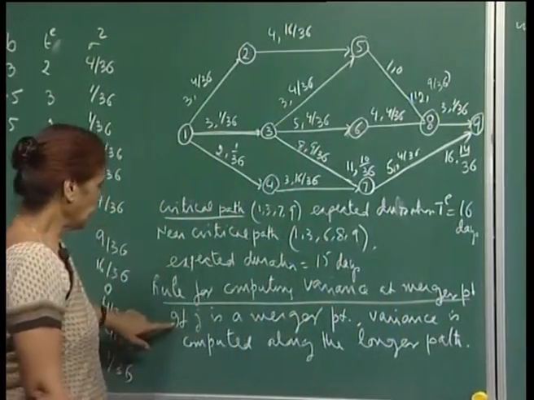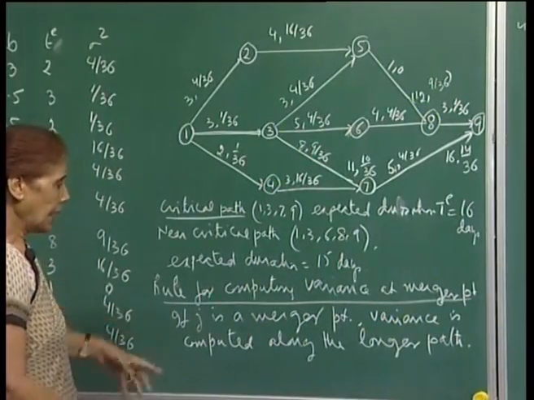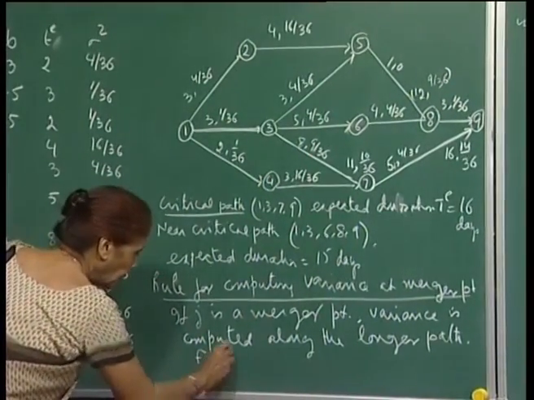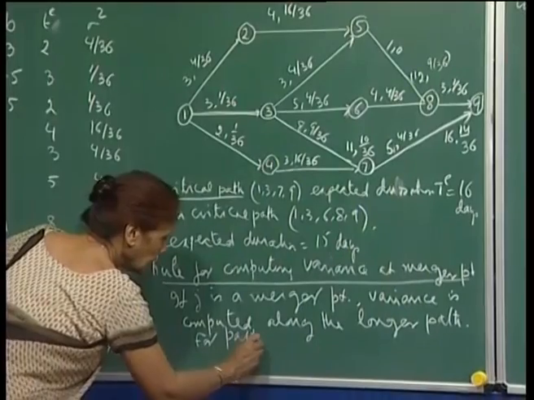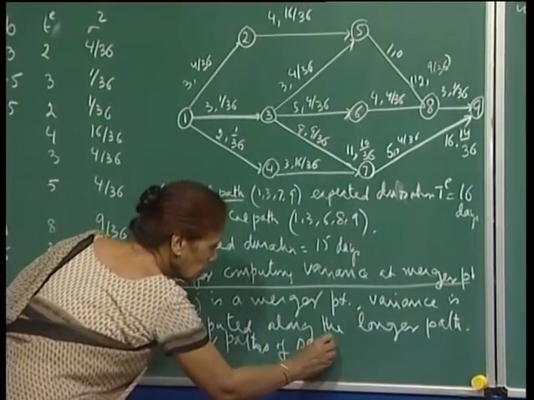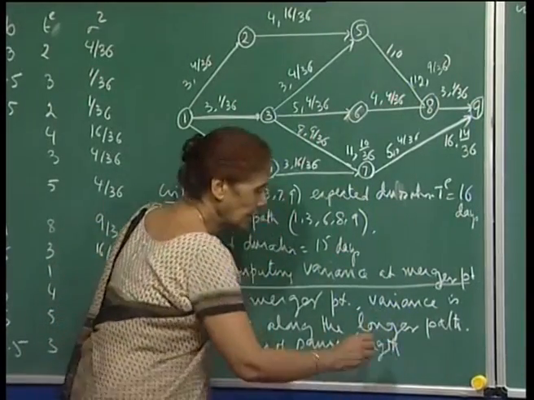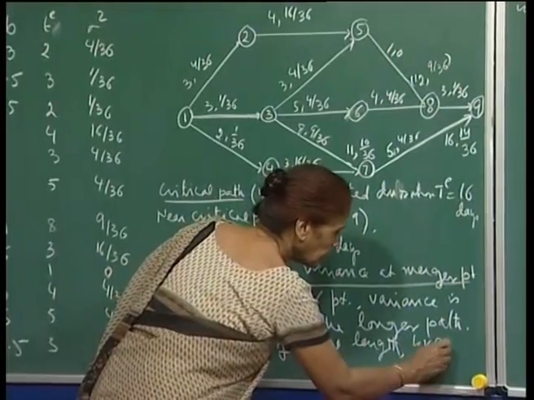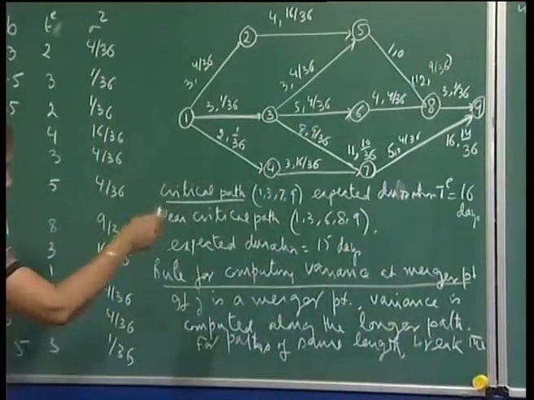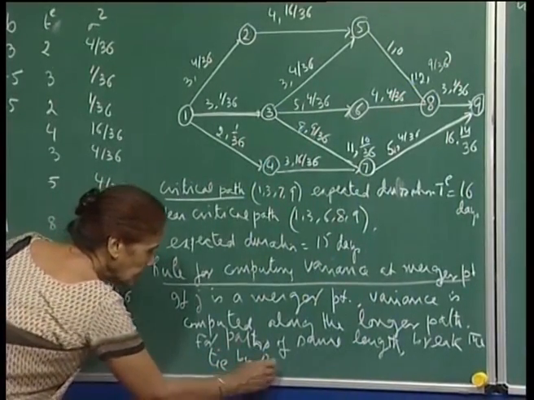So, if j is a merger point, the variance is computed along the longer path, and for paths of the same length, break the tie by selecting the path with the larger variance.